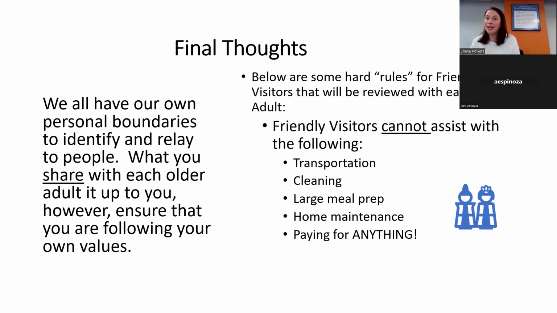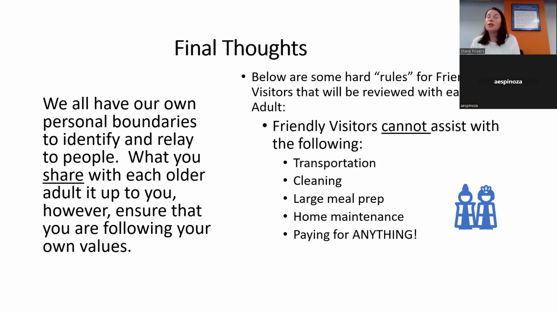Please do not assist with any home maintenance. If there is a repair or an accessibility issue that the older adult is having, please reach out to NeighborWorks. That is one of our flagship programs, and we will attempt to assist the older adult.